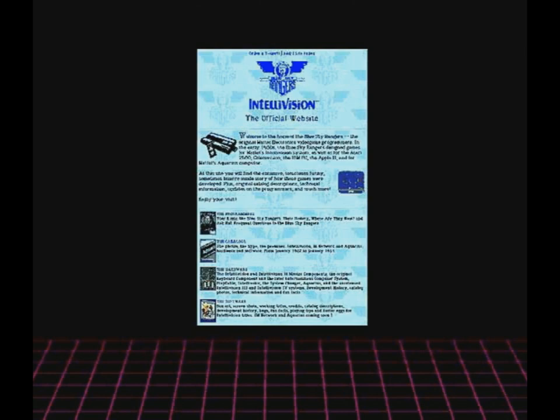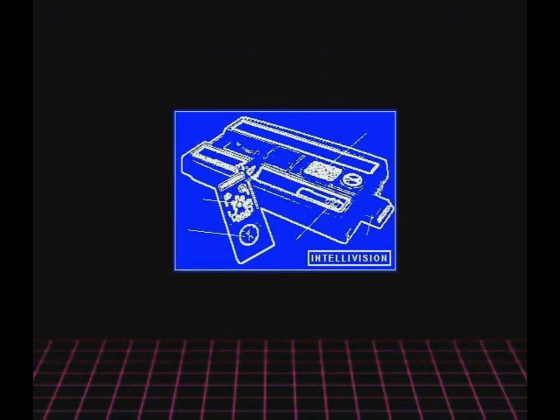More than two decades after the original idea, Intellivision lives.